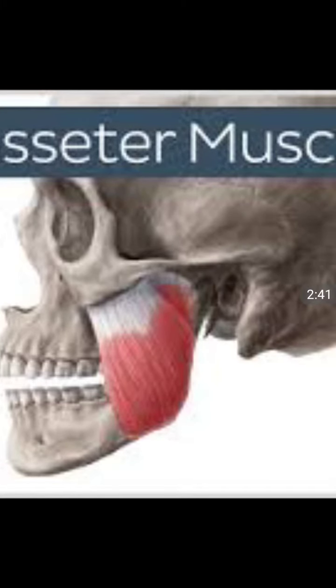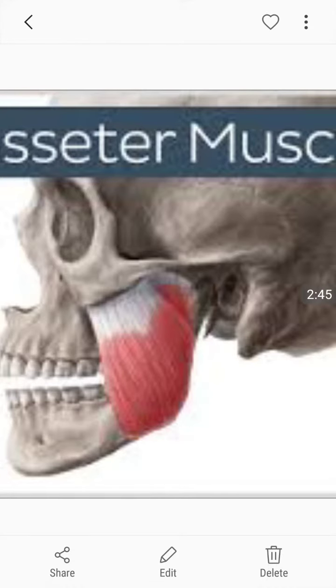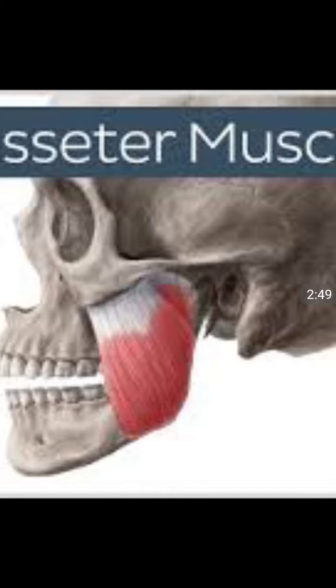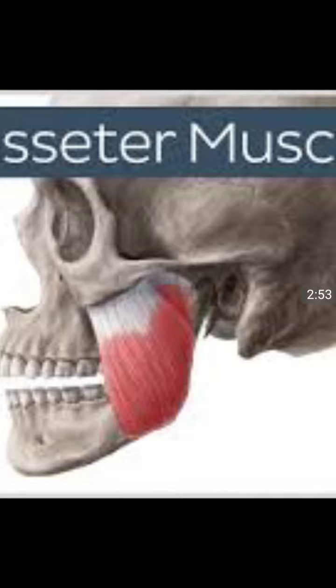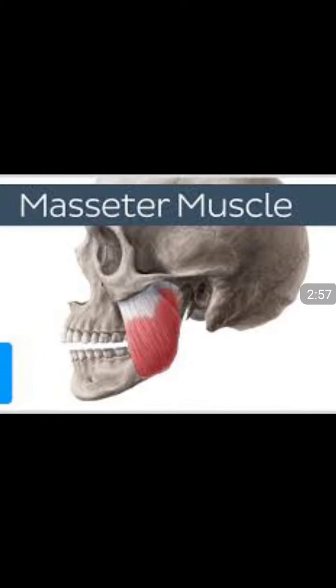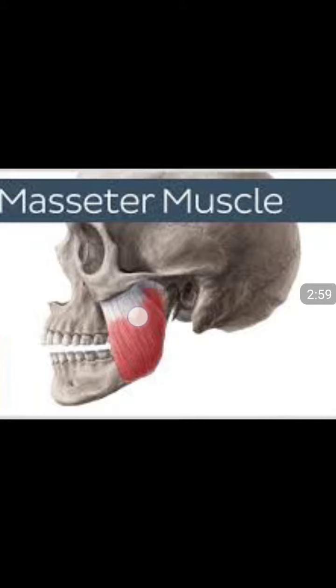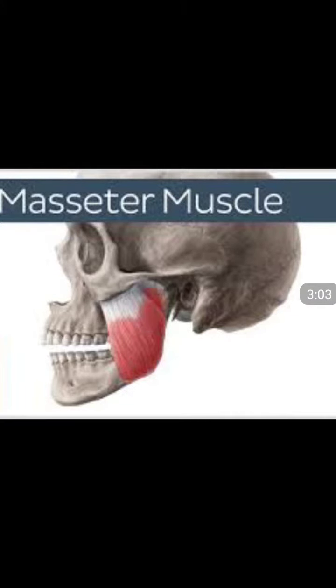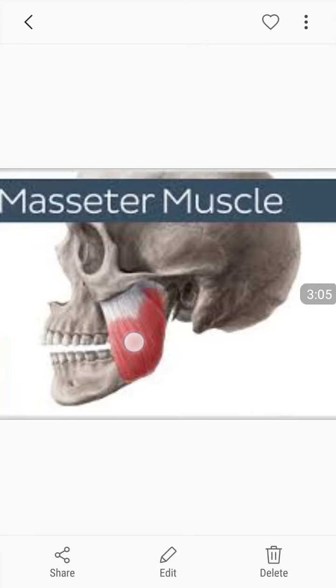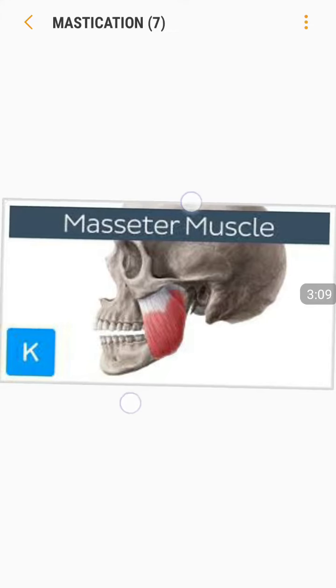Then here we have masseter. When you look at this muscle, it is attached onto the zygomatic bone, the inferior border and medial surface, and the zygomatic arch here down. This muscle has deep fibers and superficial fibers. Deep fibers are vertical, whereas superficial fibers are oblique.